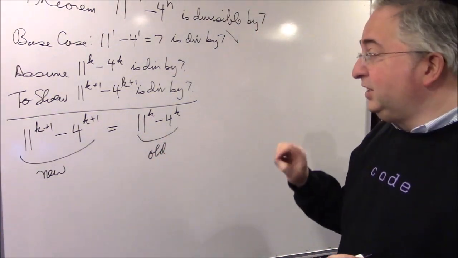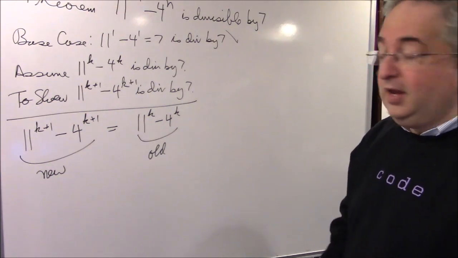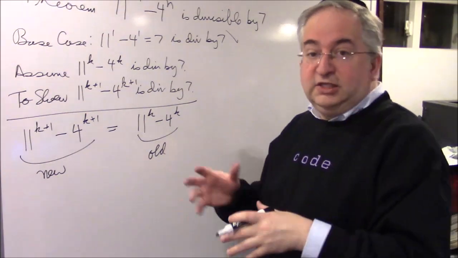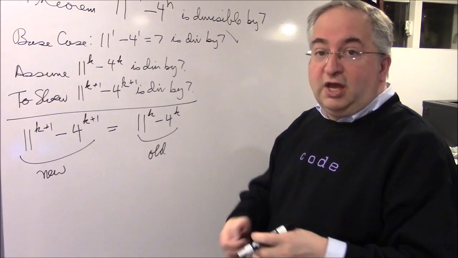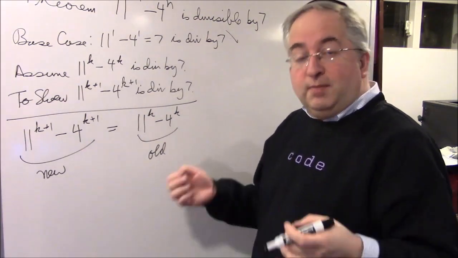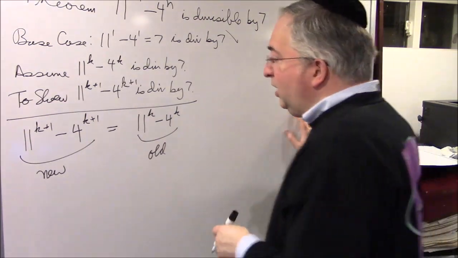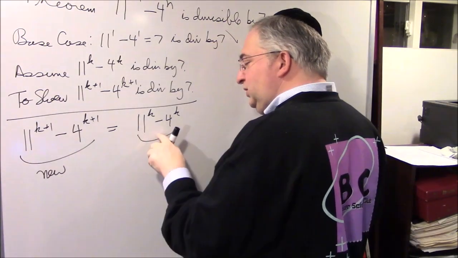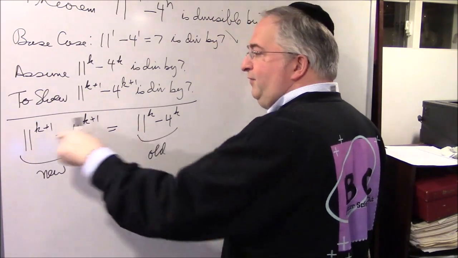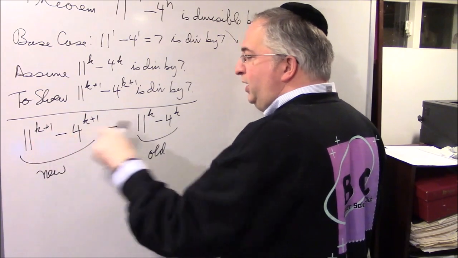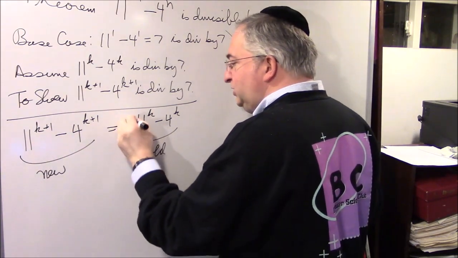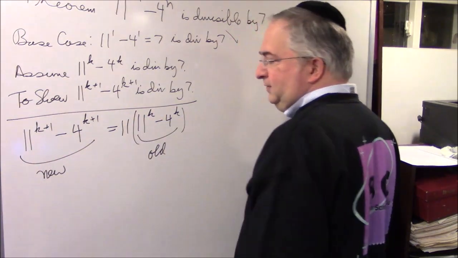This is where it gets a little bit hairy. The first time you see this, you wouldn't have thought of this yourself. I wouldn't have thought of this myself. But once you see it, you can understand it. Is this equal to this? No, it's not. What's missing? The first thing missing is that this is 11 to the k plus 1, and this is only 11 to the k. So let's multiply that by that.